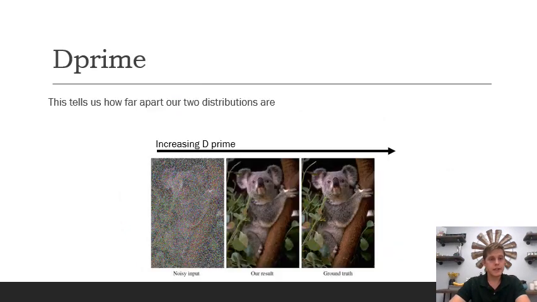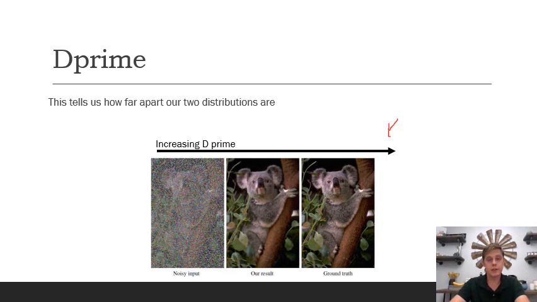So D prime tells us how far apart two distributions are. As you can see, with the difference between our koala and our background, this would be a situation where we have a small D prime, with very high overlap between koala and background noise. This would be increasing D prime, where it becomes very easy to detect the koala because the noise distribution is quite far away. And here it's very easy to detect the koala because our noise distribution is extremely far away. So this would be a much higher D prime.